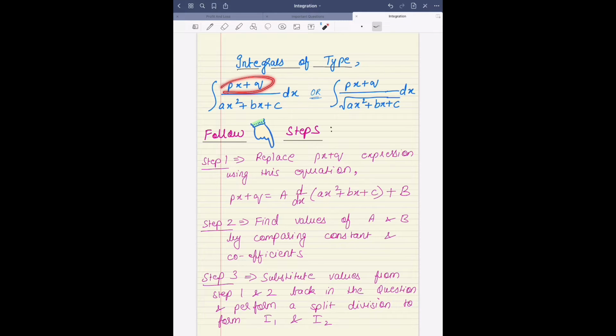Just to tell you the steps in brief, we have to replace the px plus q expression with a times d by dx of ax square plus bx plus c, plus b. The goal here is to find the values of a and b and put them back in this numerator. To do that, we compare constants and coefficients, which will help us get the values of a and b. Then we put this back and perform a split division. That is, we separate the denominator with both the expressions in the numerator, and then we form I1 and I2.